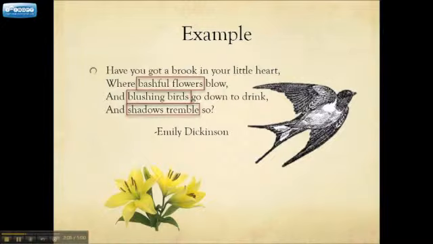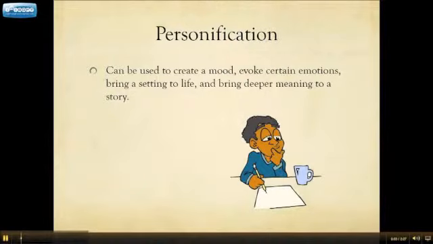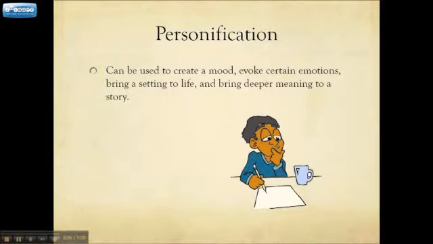So this is a great example by Emily Dickinson of how relating your human experience to animals and objects can help an author begin to paint a picture. So why use personification? Personification can be used to create a mood, evoke certain emotions, bring a setting to life, and bring deeper meaning to a story. Now again, using personification and relating to your human experience, an author is able to create an image and give life to writing, like Emily Dickinson's scene of the babbling brook with the blooming flowers and playful birds.